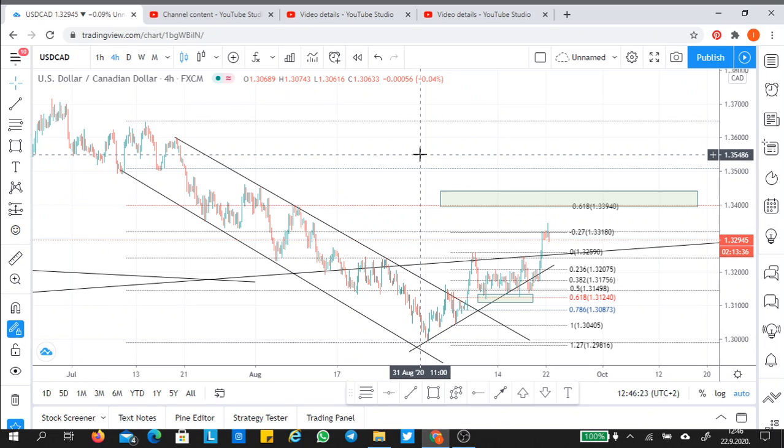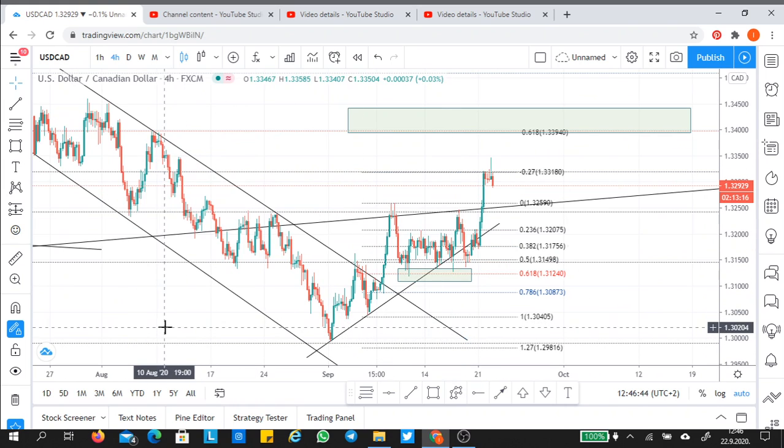Always showing the last picture and then seeing how the market unfolded, explaining what I'm thinking next and what my next moves will be. That's pretty much it for the dollar Canadian.